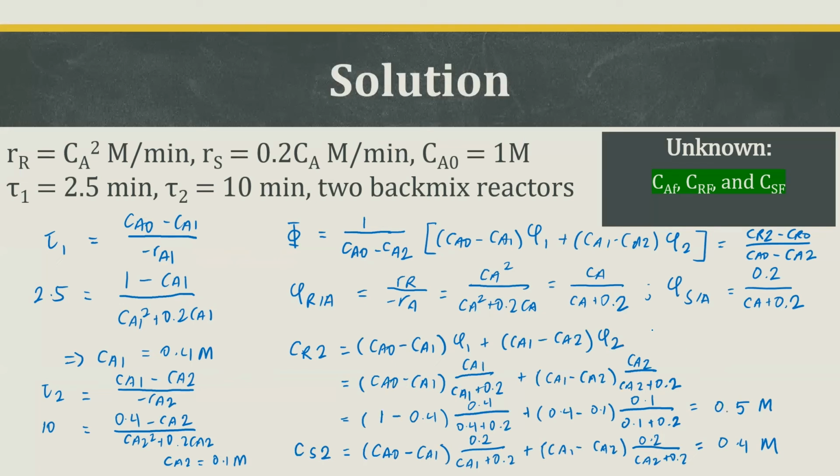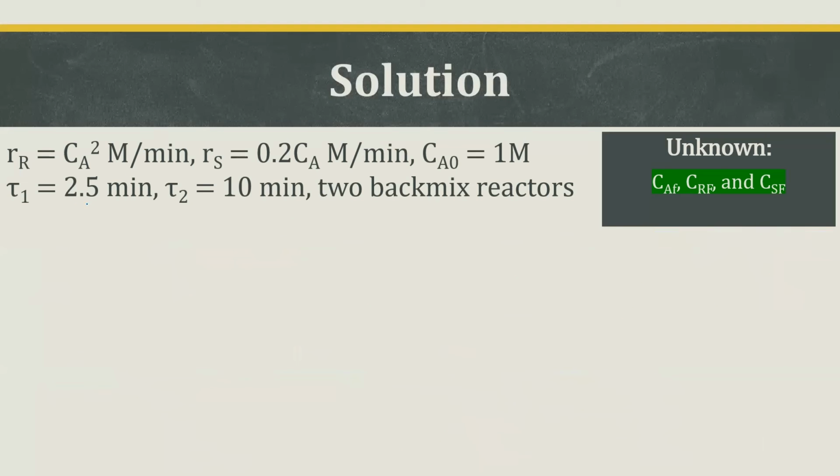And to check, our Ca2 is 0.1 moles per liter. So if we add the three, Ca2, CR2, and CS2, the total is still 1 mole per liter. So that means that the solution is correct. I'll present another way of solving this.